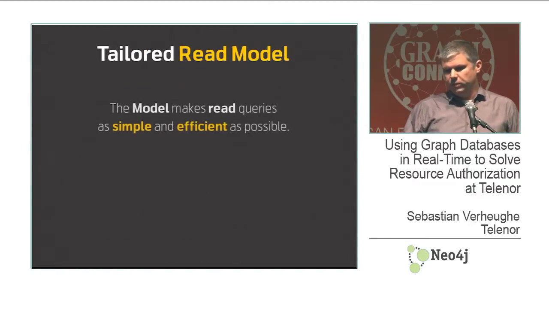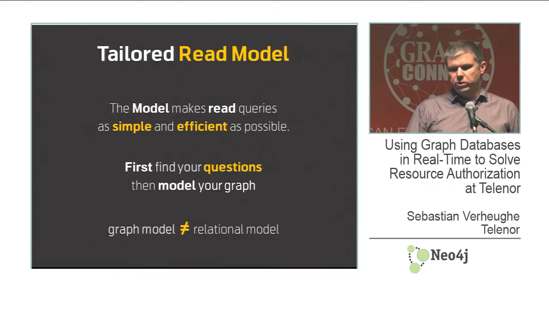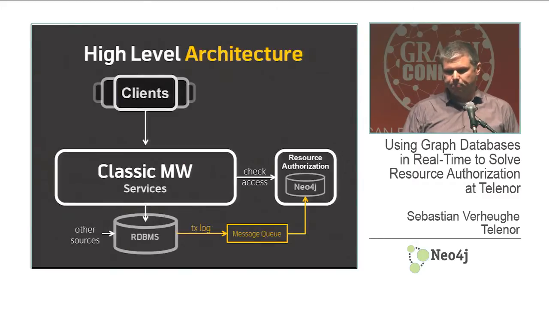So the solution we did was a tailored read model. Instead of just trying to change the master data, we do a replication of the data that we need, and we make that data model within the graph database as efficient as possible. The first thing we did was try to find the kind of questions we wanted to have an answer for. And when we did that, we found the optimal model to use in the graph database, because that wasn't actually similar to the one we have in the relational database.